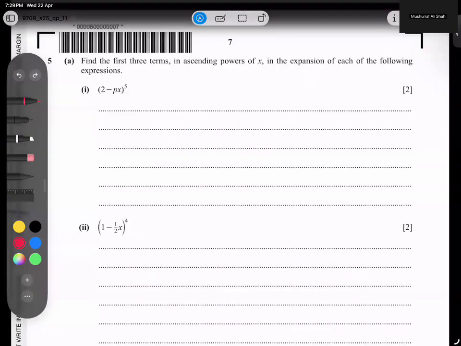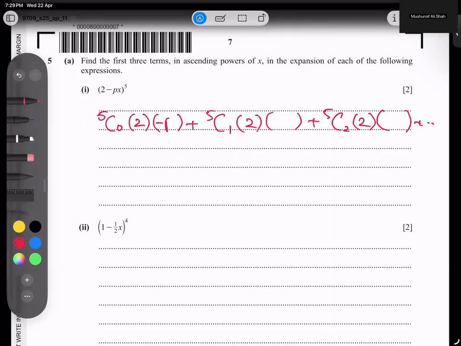Question number 5, students. First 3 terms in ascending powers of x in the expansion of each of the following expressions. Okay, if we have to find the first 3 terms, 5c0, then brackets, then 5c1, brackets, 5c2, and brackets. I think the idea is clear. And here I'm writing in each first bracket 2, 2, 2, second bracket negative px. Don't forget the negative sign. I know some students forget the negative sign by mistake. Okay, and first is the difference of 5 and 0, and second is 5 minus 1 and 1, and 5 minus 2 and 2.